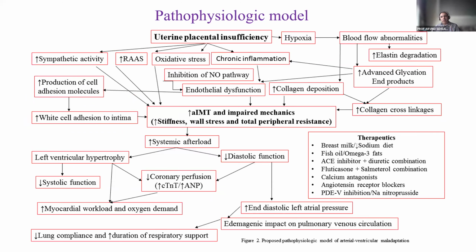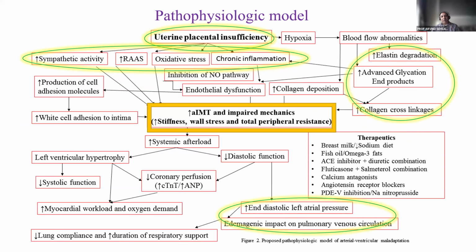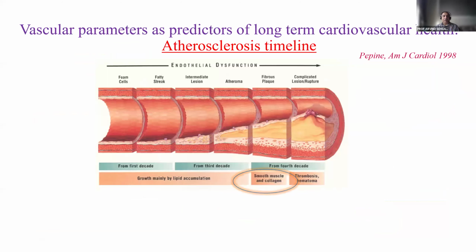So this is our pathophysiological model, which we published some time back. It all starts with uteroplacental insufficiency, and there is elastic degradation in the aorta. There is oxidative stress and sympathetic overactivity that affects the aorta and impairs mechanics, and then it can cause back pressure changes to the heart, where there is increased systemic afterload. So there is increased myocardial workload, oxygen demand, cardiac hypertrophy, dilatation, and systolic and diastolic dysfunction.